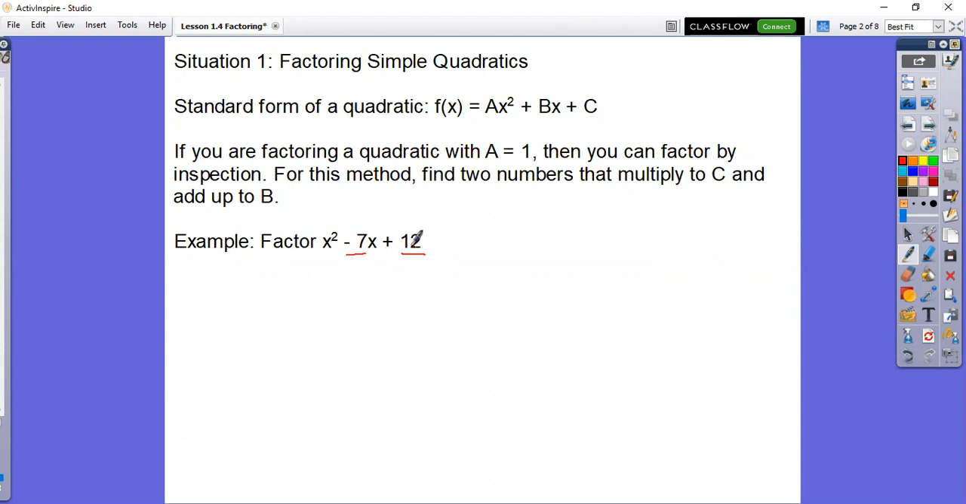But if it is possible, we look at this and we say, all right, C right here is 12. B is -7. I need two numbers that multiply to 12, add up to -7, and those numbers are -4 and -3. So this would factor into x minus 4, x minus 3. You can verify this by multiplying it out, distributing: x squared minus 3x minus 4x plus 12 simplifies to x squared minus 7x plus 12. So that is situation 1.